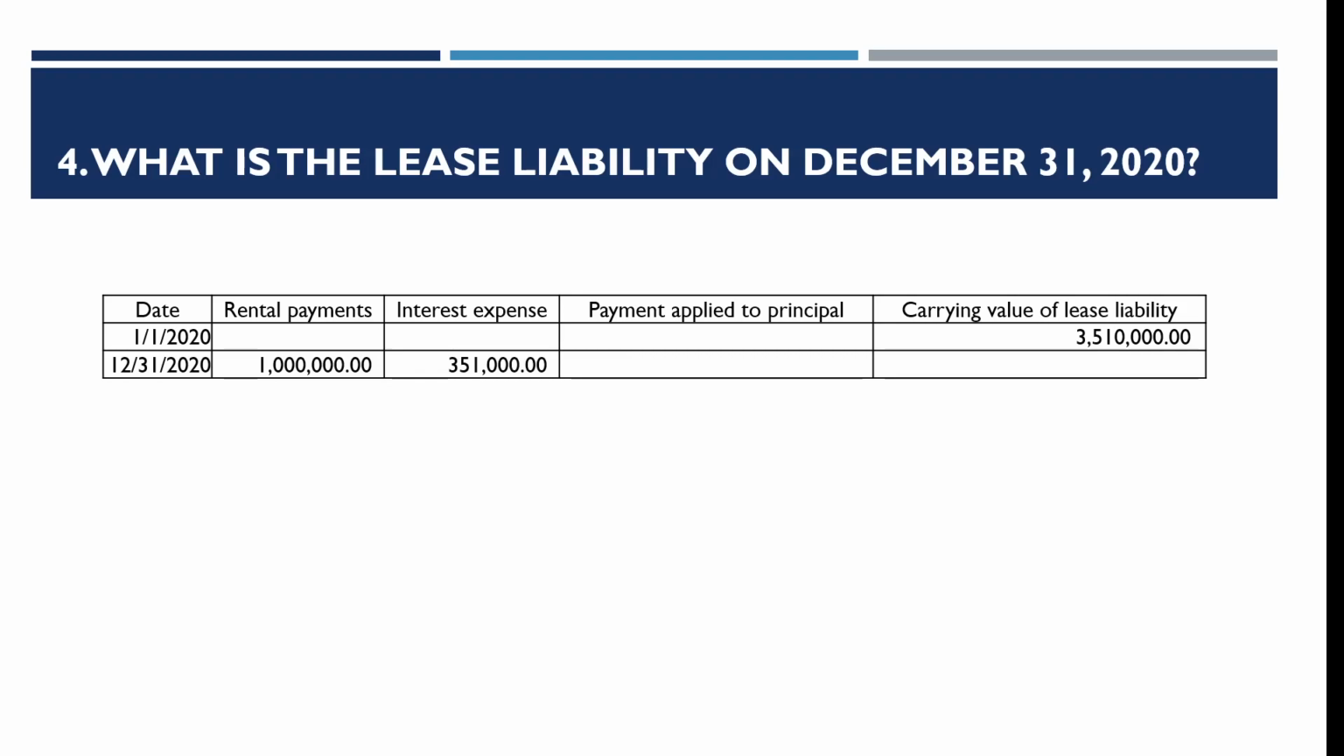Then, pakiplot na yung annual rentals nating 1 million. How much is the payment applied to principal? 1 million less interest of 351,000, 649,000. Yung payment na i-apply lang sa principal ang ipang babawas natin sa carrying value ng lease liability. That's why the answer for number 4 should be 2,861,000. Okay? That's for your number 4.